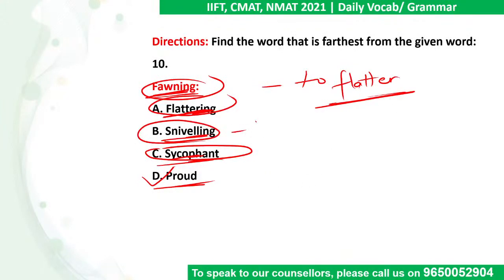Snivel means to cry. Or maybe to convince someone to do something by crying. So maybe a close relative of flatter, not exactly flatter, I'm not saying that, but closely related to flatter. It could be one of the means to employ flattery. So these three options can be negated. The answer is D, proud. Okay, so let's see the leaderboard now.